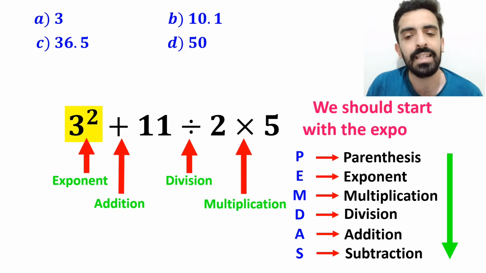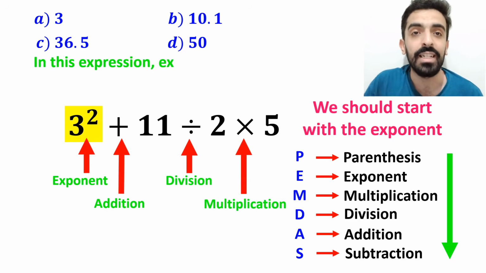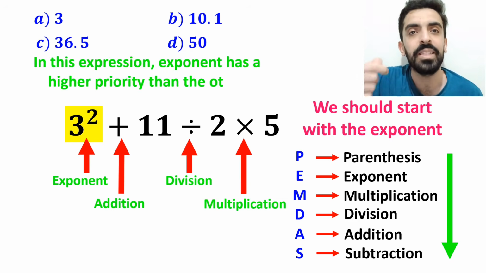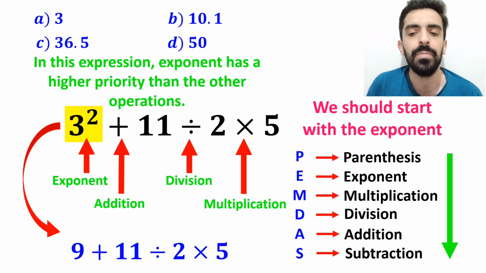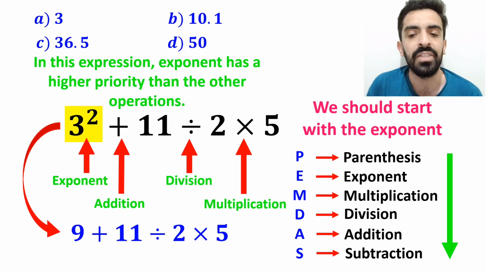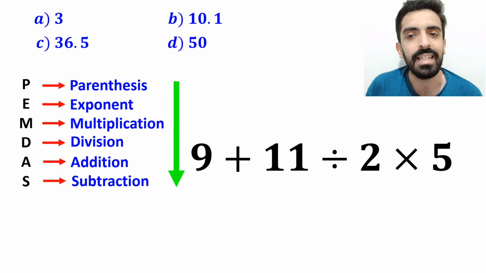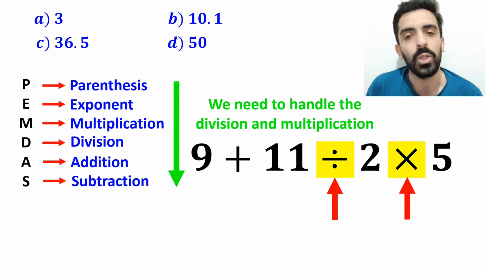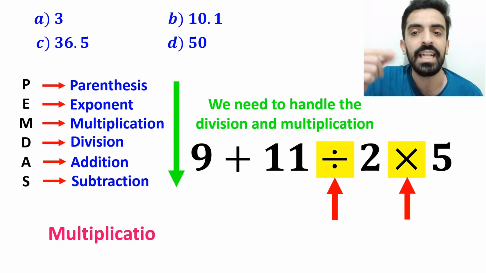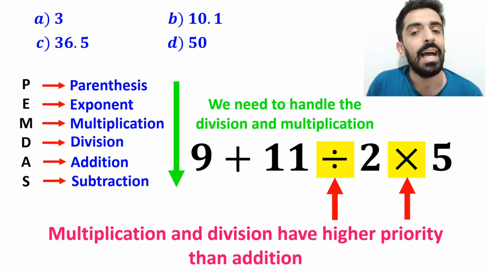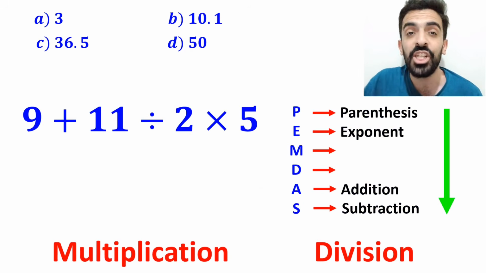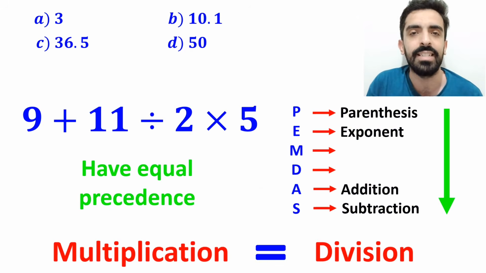We should start with the exponent, because in this expression, exponent has a higher priority than the other operations. So, this expression simplifies to 9 plus 11 divided by 2 multiplied by 5. In the next step, we need to handle the division and multiplication, since multiplication and division have higher priority than addition. However, it's really important to understand that multiplication and division have equal precedence.